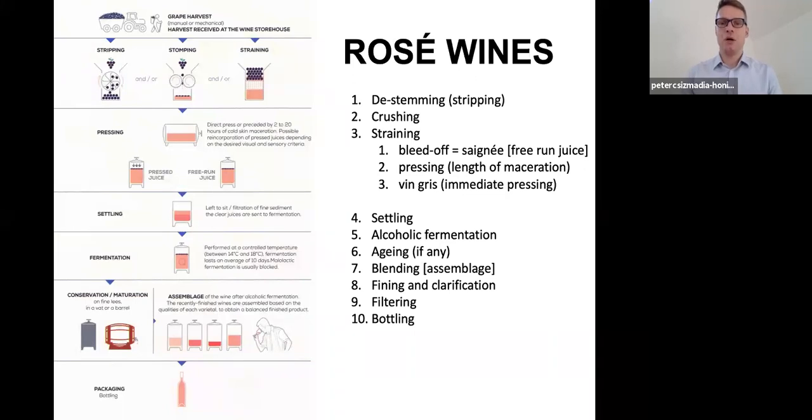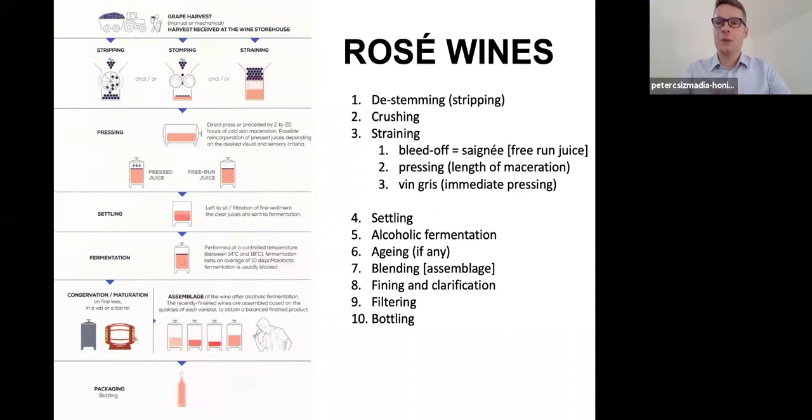Now, black grapes will arrive at the winery, and most of the time these will be destemmed, as I said on this slide and flow chart. It's called stripping. And then the next step will be crushing, or here they use the word stomping. Practically, again, what we want to achieve is that we open up the berries and start to get the juice out and also the color.